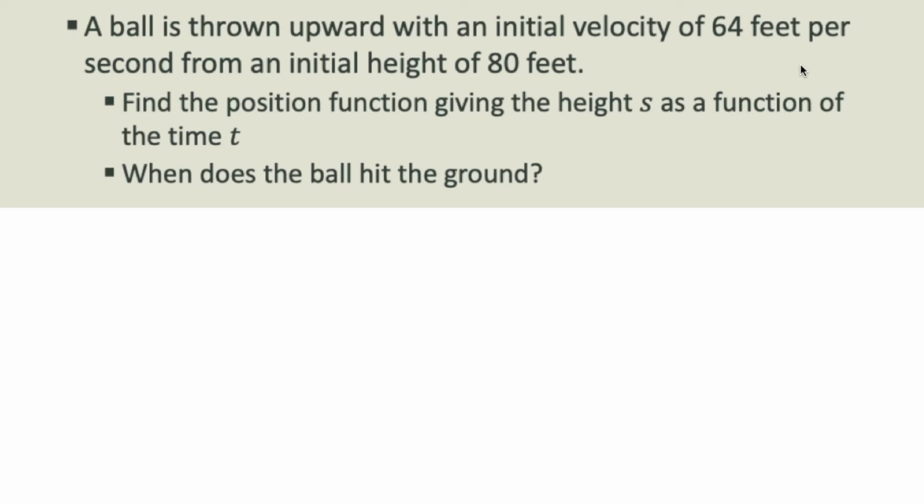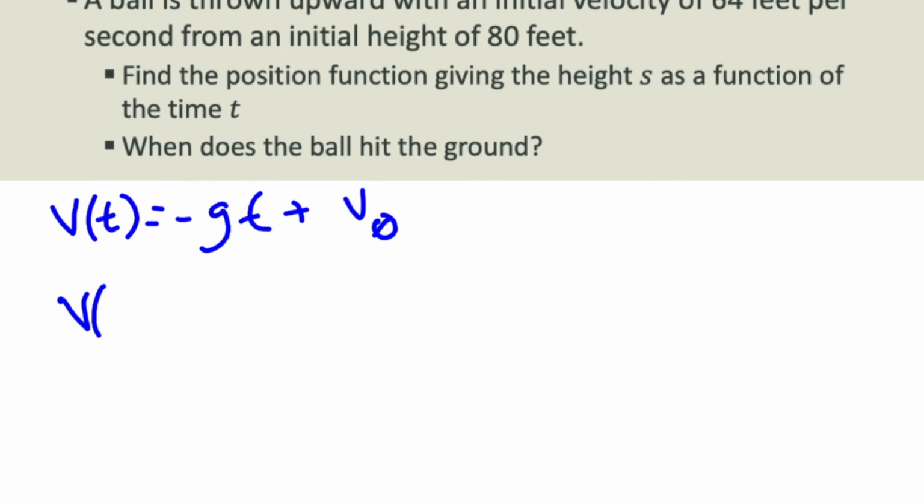Initially, we use that S of t formula, but now we only need to know the velocity formula, which says negative gt plus v sub 0. So the velocity in this function here, we're going to have negative gravity, which is 32 feet per second, times t, plus the initial velocity, which we know from the problem was 64.